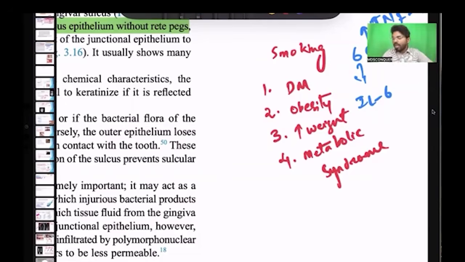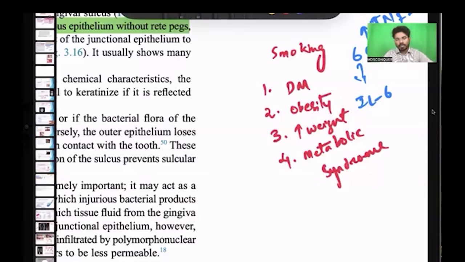Which pro-inflammatory cytokines are known to be elevated in obese individuals and contributing to periodontitis? That is interleukin 6 and TNF alpha. And hope you have done periodontal pocket. Okay, periodontal pocket, in my smart video I have covered this.